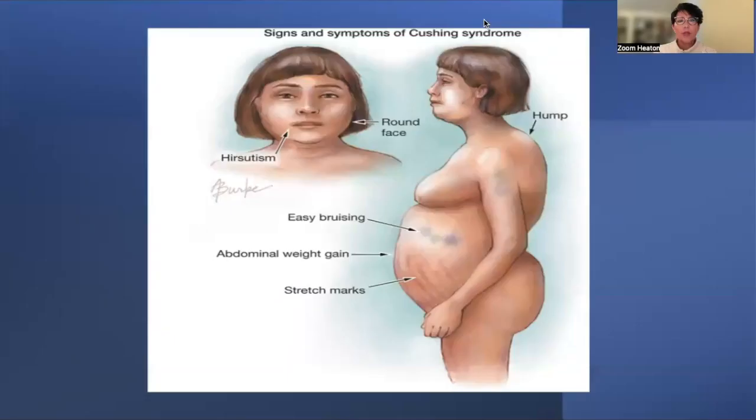So some common signs and symptoms of Cushing's syndrome: we see the round face or the moon face, and we also see hirsutism, which is excessive hair growth. And you also see easy bruising, abdominal weight gain, stretch marks. And one of the striking features of Cushing's syndrome is the buffalo hump, or the dorsocervical fat pad, which is just an accumulation of fat that's between the shoulder blades.